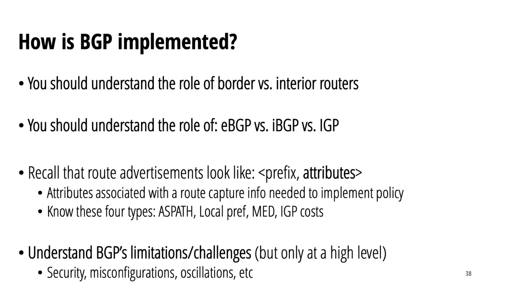So how do we actually do this? Remember that route advertisements look like prefixes and attributes. Prefixes was what we just discussed, the destination prefixes. But we talked about 4 types of attributes that influence your route selection. One was the AS path. The other ones were MED and IGP.